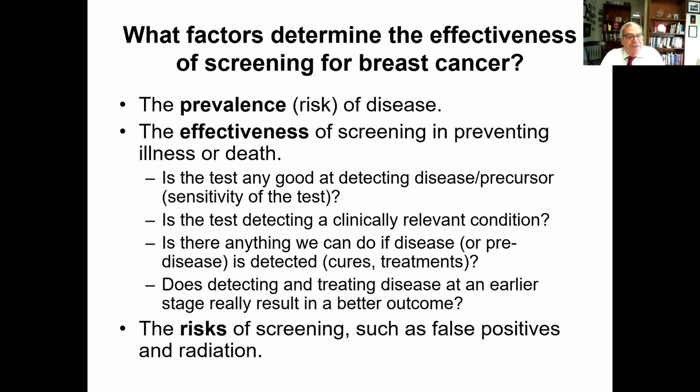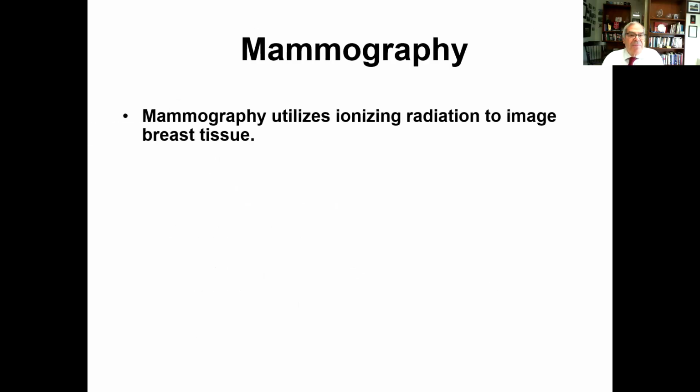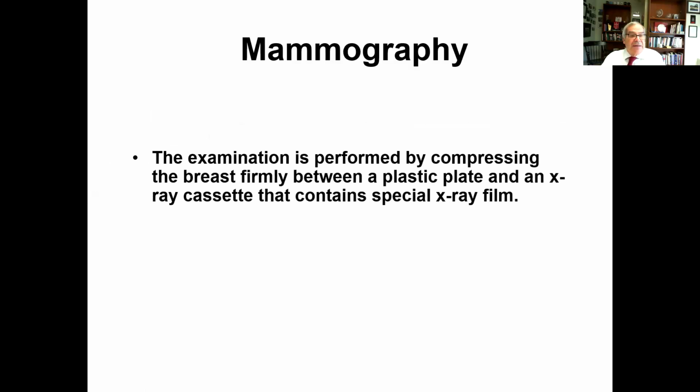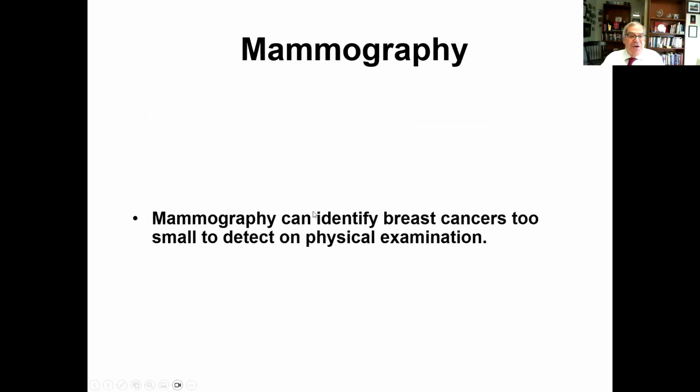And finally, also, what are the risks of screening? And this could be false positives in the case of breast cancer, and mammography could also be radiation. So again, with mammography, if we think about what those risks are, mammography utilizes ionizing radiation at a typically safe imaging level, but it also still is offering ionizing radiation. Again, the examination is performed by compressing the breast firmly between a plastic plate and X-ray, as many of you already know. Mammography, again, can identify breast cancers too small to detect on physical exam.